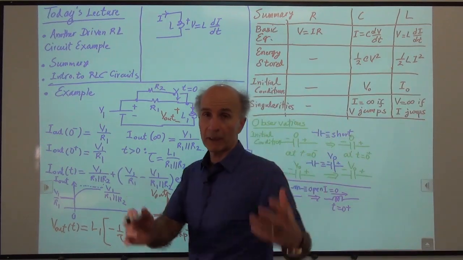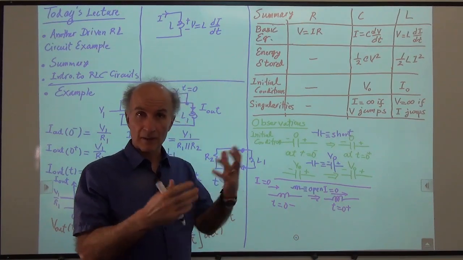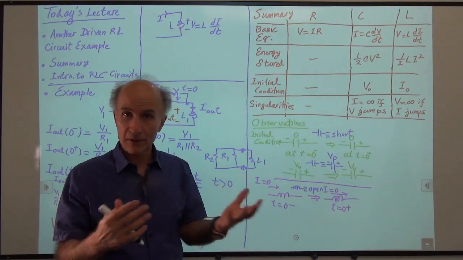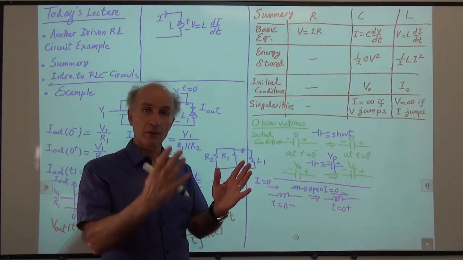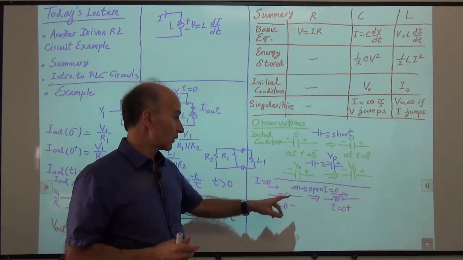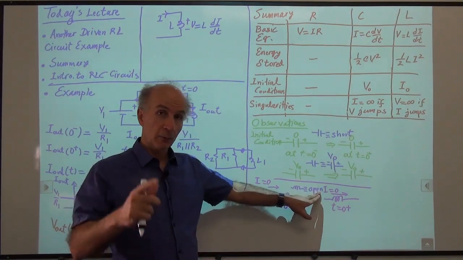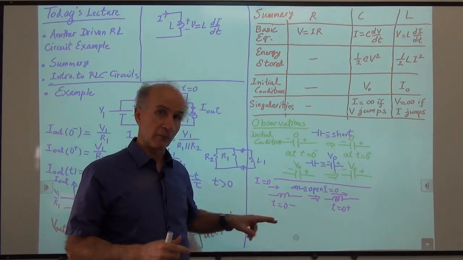So if I have a complicated circuit and I see some switching event, something wants to change. There's a step, there's a switch that turns on and off or something, and I want to see what happens from 0 minus to 0 plus. If I want to simplify the circuit, I will go ahead and replace this inductor with an open circuit, provided that the current through the inductor is 0 at time 0 minus.